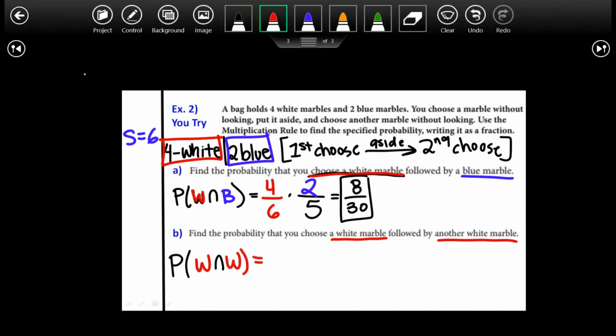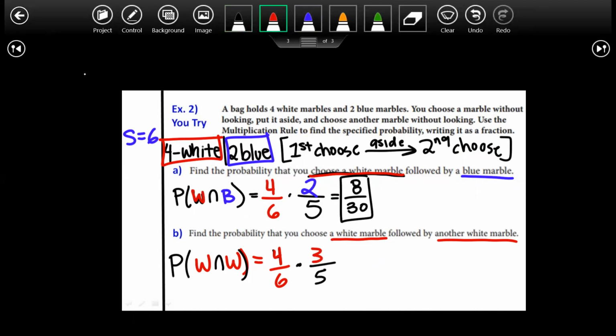So think about the first occurrence. What's the probability again of choosing a white marble? 4 of the 6. Now, because we took 1 marble away again, how much are we left with? Okay. But specifically, we've already taken out a white marble. 3 of the 5.